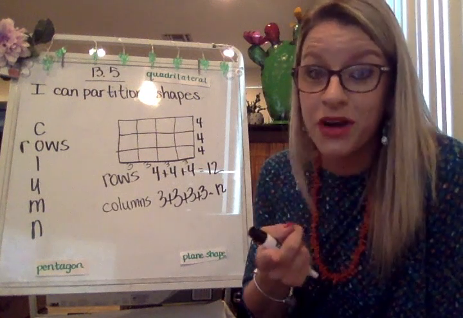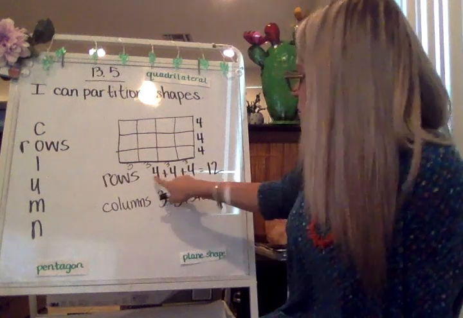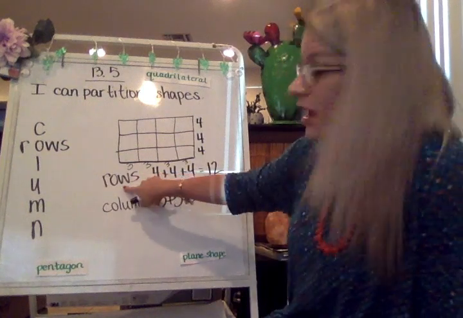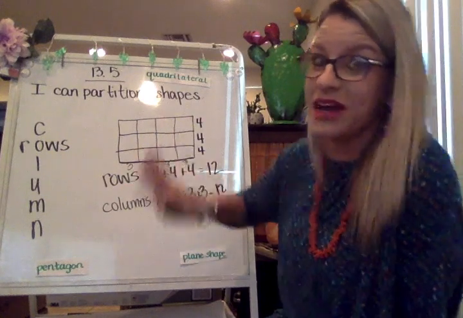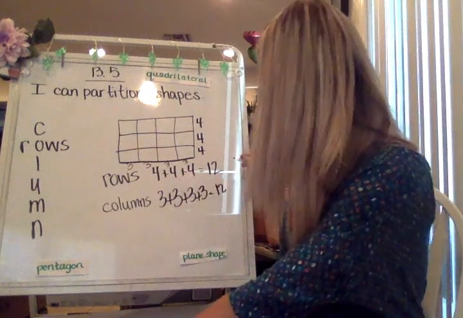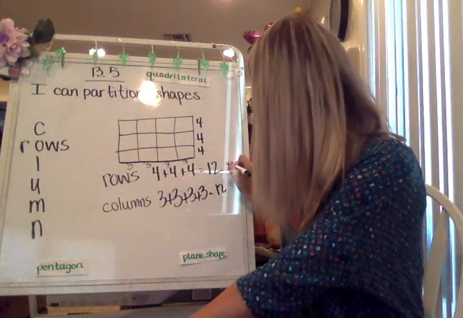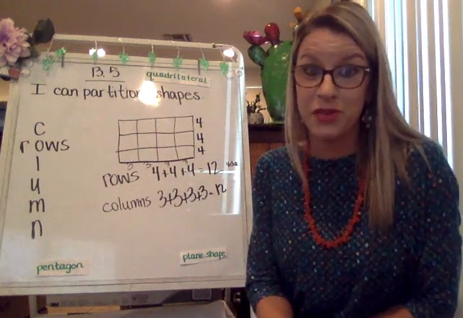Some of you guys might be saying, hey, well, I know how to do a multiplication equation. Awesome job. You are so smart, and you're going to be super ready for third grade. So you could have written an equation. Now, this is not what you need to write on your paper, but if you want to write it to the side, like, hey, I'm awesome, you could write 4 times 3 equals 12, and that'll tell me that you're going to be ready for third grade.